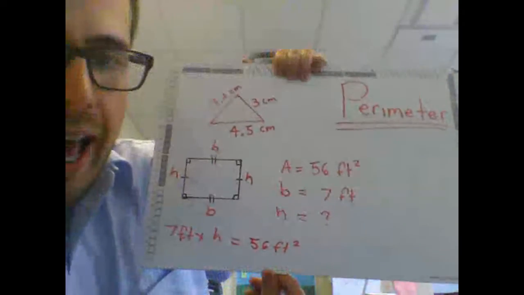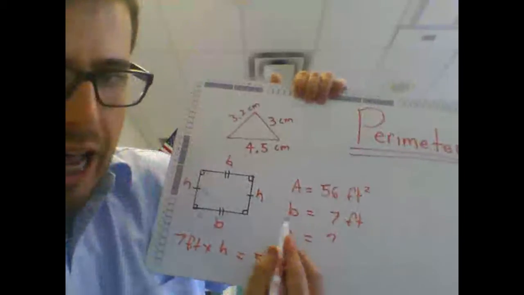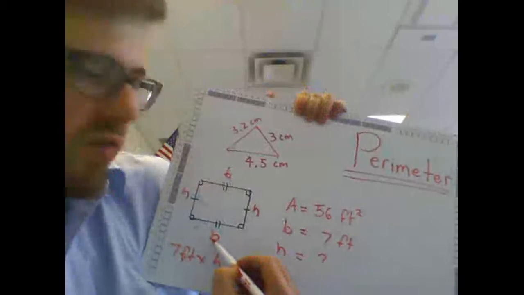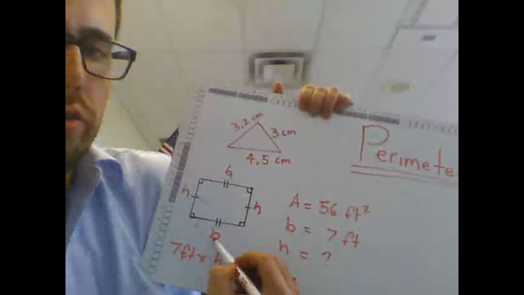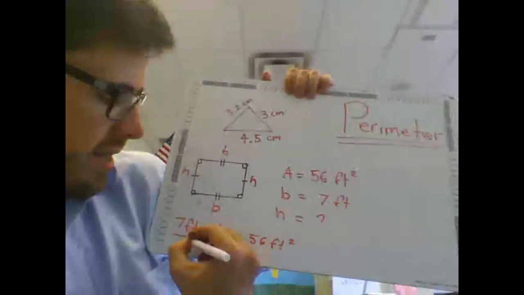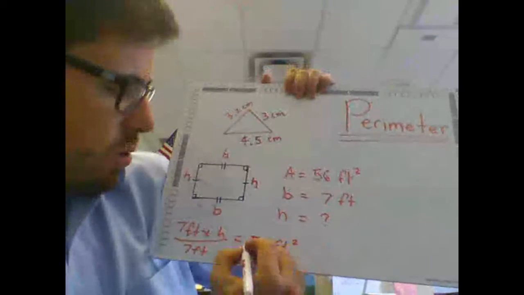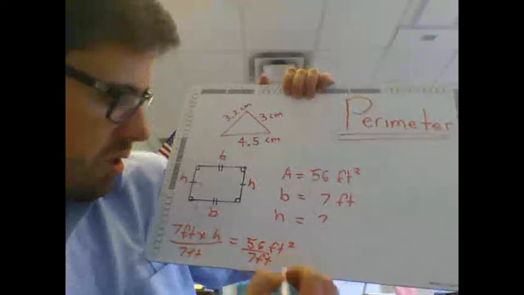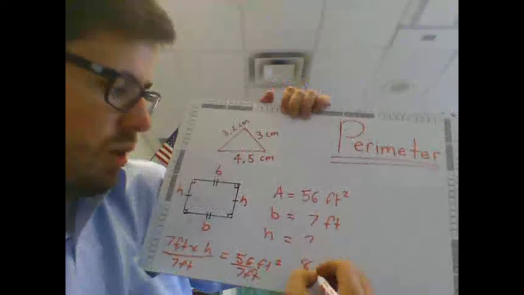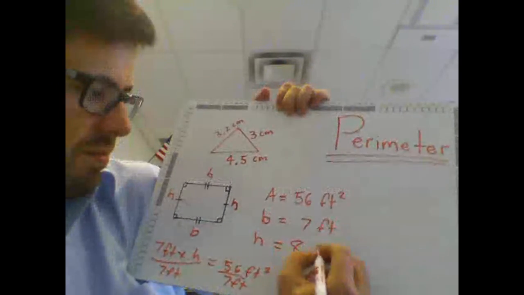So the question is, how could we figure out what our height is? Well, you could guess and check. You could ask yourself, what times 7 is equal to 56? That's one way you could solve it. Another way you could solve it is you could simply divide this side by 7 feet. Doing that would let us figure out what our h would be. 56 divided by 7 is equal to 8 feet. Our answer for our h is 8 feet.